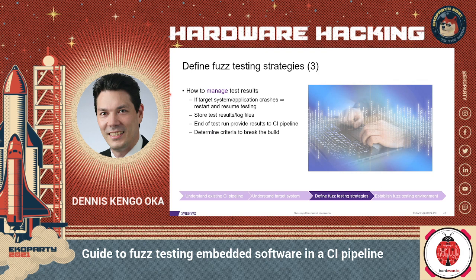Finally, we need to discuss how to manage the test results. For example, if the target application crashes, we need to be able to restart and resume testing. We need to define how to store the test results in the log files, as well as, at the end of the test run, be able to provide those results back to the CI pipeline and have some criteria where we can then determine whether we should break the build or not.